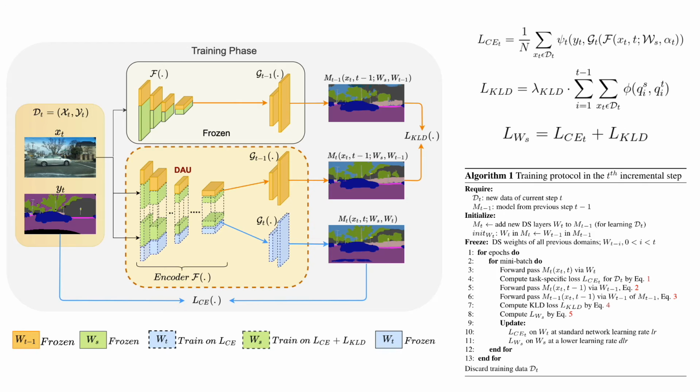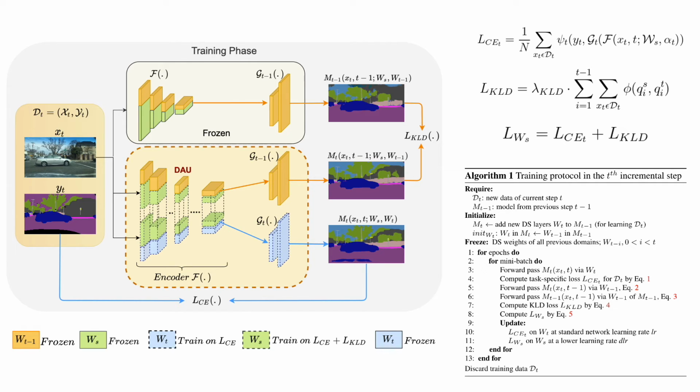The model being trained in the current step is denoted as M_T. This model has access to the current domain's data as well as the previously trained model M_T-1. The different colors denote different layers in our architecture. The orange layers are specific to the previous domain and are frozen during training of the current domain.